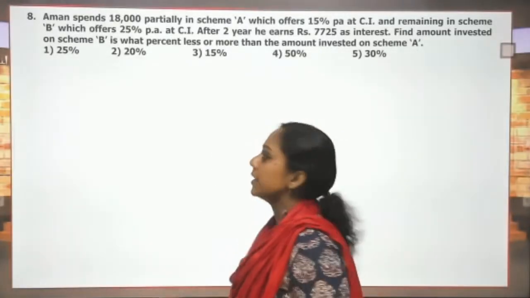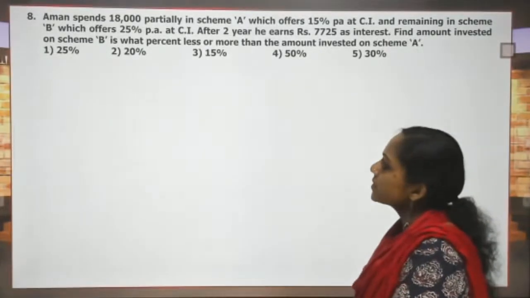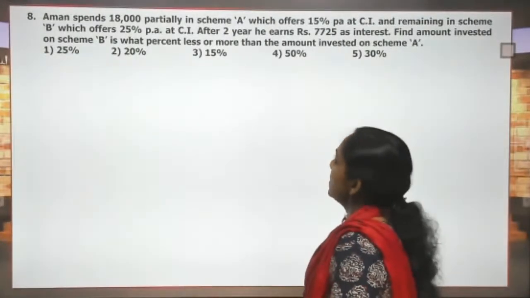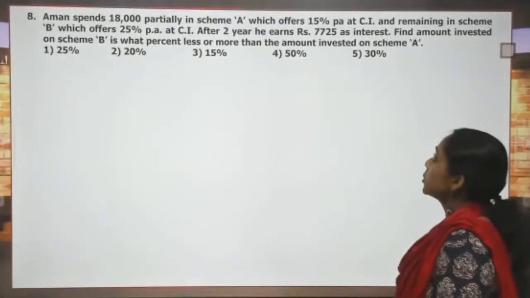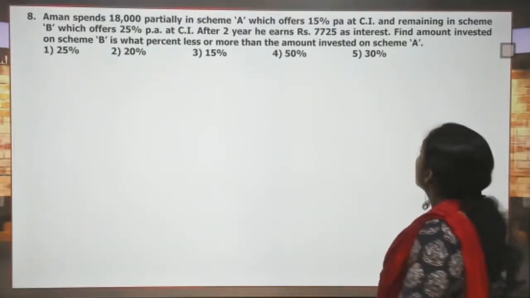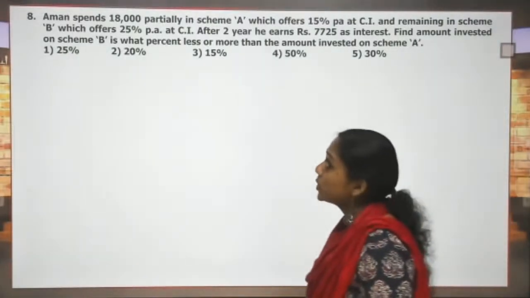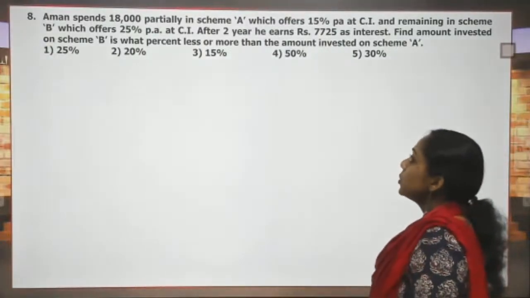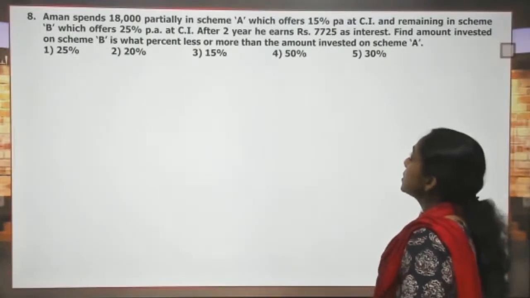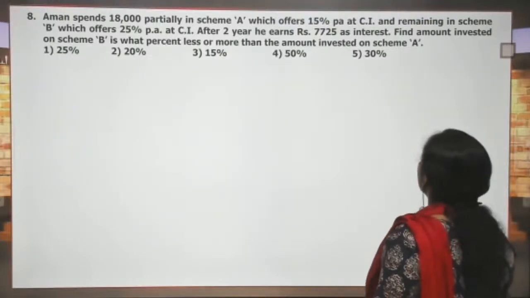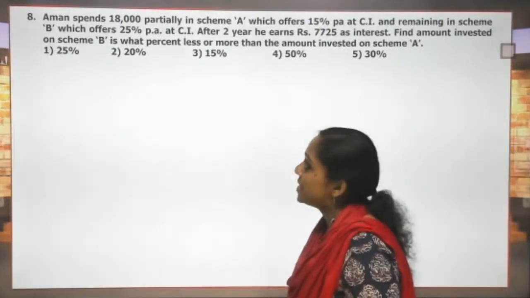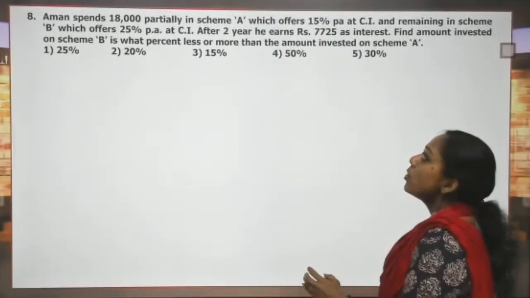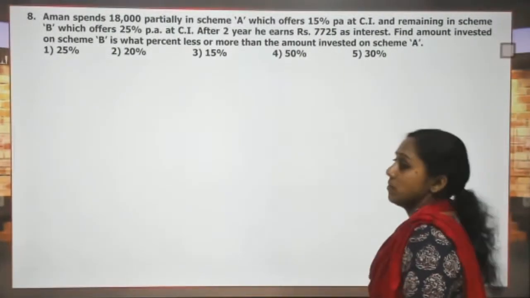Okay, so a man spends 18,000 partially in scheme A, which offers 15% per annum at compound interest, and the remaining in scheme B, which offers 25% per annum at compound interest. After 2 years, he earns rupees 7,725 as interest. Find the amount invested in scheme B is what percent less or more than the amount invested in scheme A.